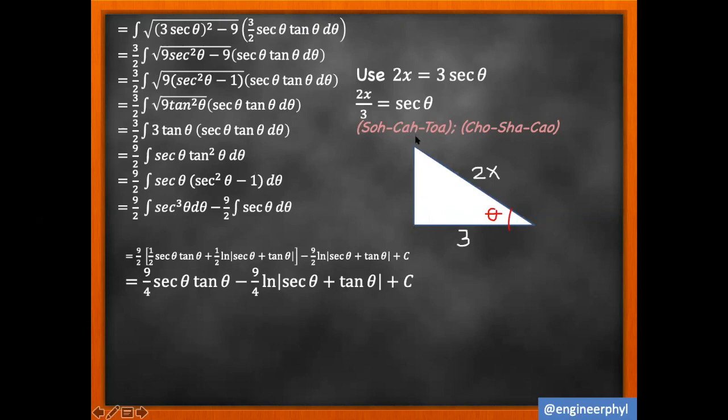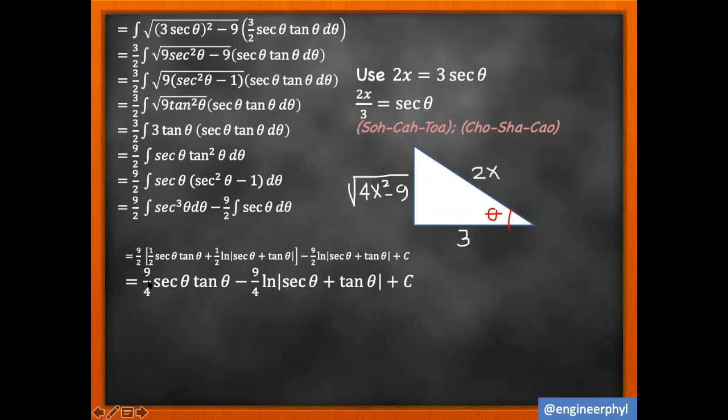So we need to know this opposite side since we have tangent in our answer. How do we determine that? The square root of the square of the hypotenuse minus the square of the adjacent side. So we have 2x raised to 2 is 4x squared, minus the square of 3, which is 9. So we have the square root of 4x squared minus 9.